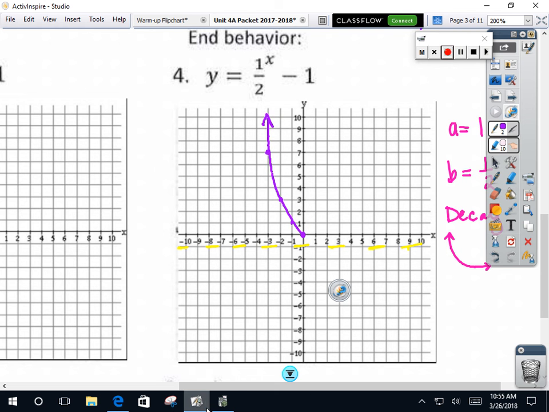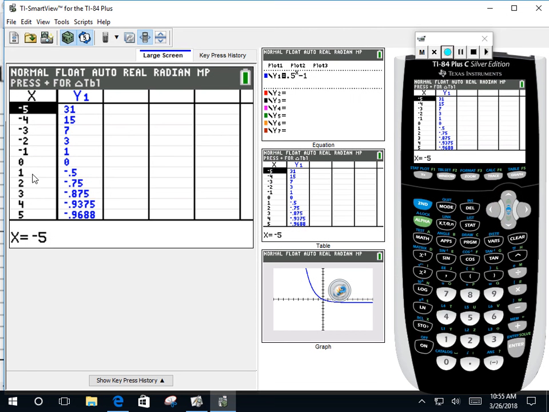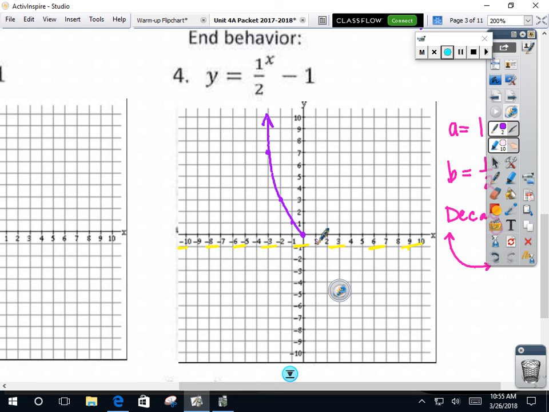Okay, now on the right side, I can plot 1, negative 0.5, 2, negative 0.75. And then after that, I pretty much just put them right on the asymptote because it's too small of a graph to get them in the exact right location. And so that's what it will look like.